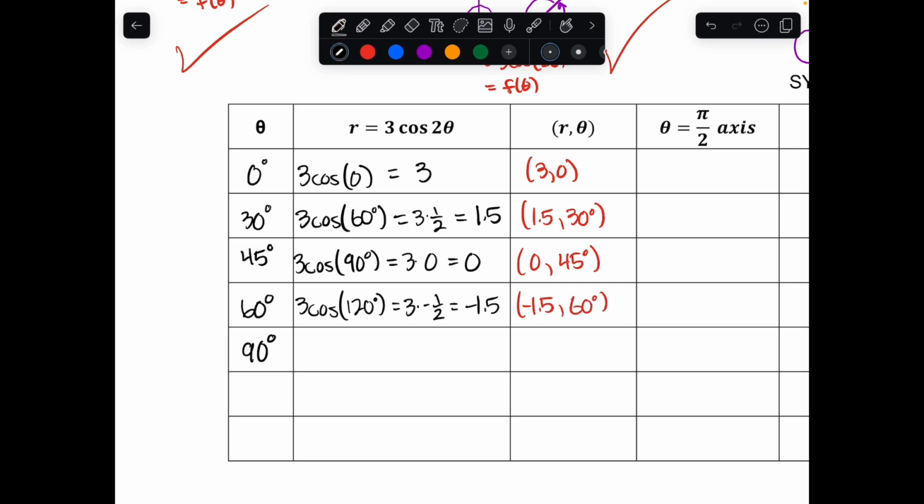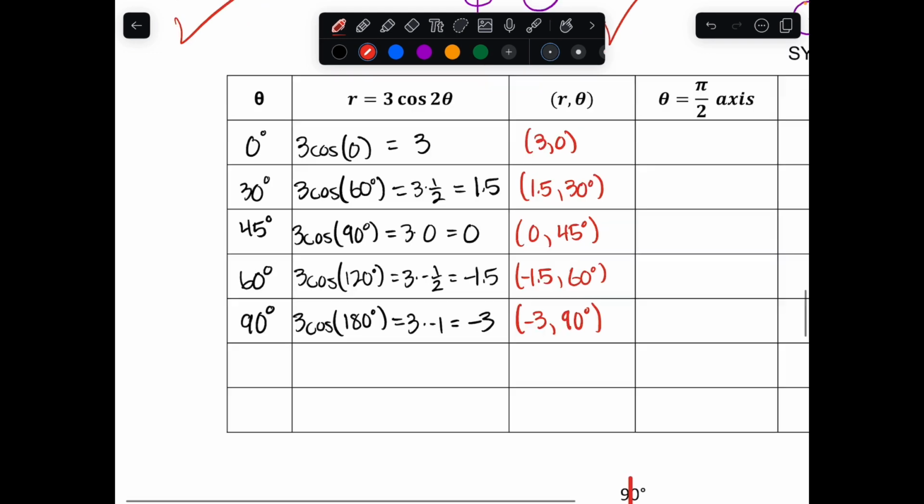And finally, at 90 degrees, we have 3 cosine of 2 times 90, which is 180. So cosine of 180 degrees is going to be negative 1. So we have 3 times negative 1, and that's going to be equal to negative 3. So we have negative 3 at 90 degrees. So let's go ahead and plot these points.